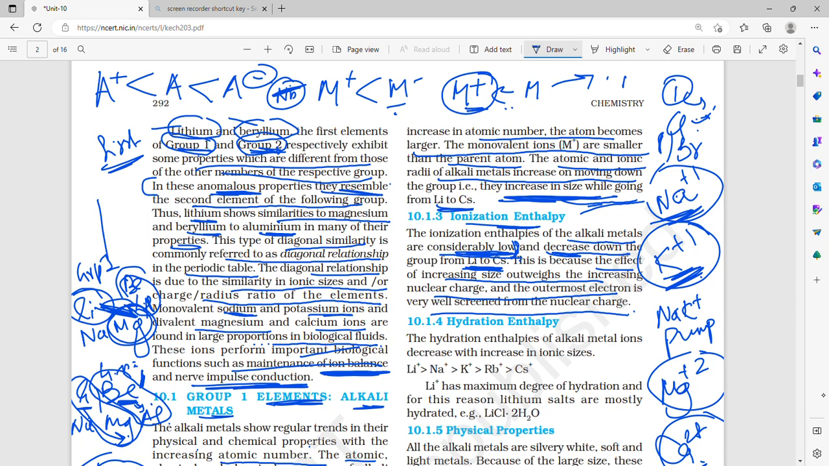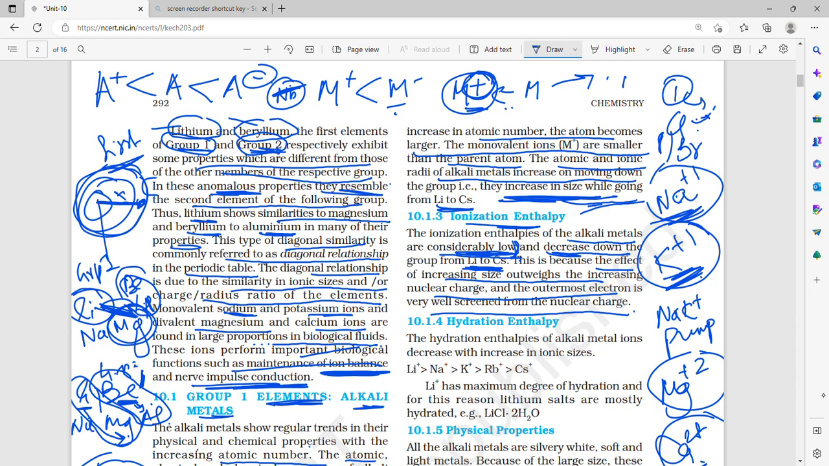This is because the effect of increasing size outweighs the increasing nuclear charge. Since the size keeps increasing, it outweighs the increasing nuclear charge, and the outermost electron is very well screened from the nuclear charge. The outermost electron is screened from the nuclear charge, so therefore the attraction is very less. Now the first reason is, firstly, it has only one electron, so it will give that one electron and attain a noble gas configuration. Therefore the ionization enthalpy of alkali metals is considerably low.